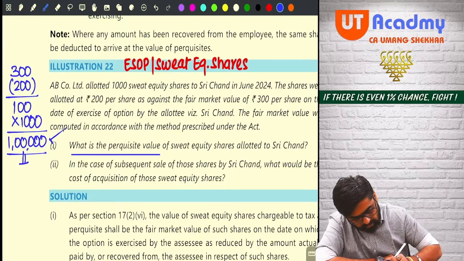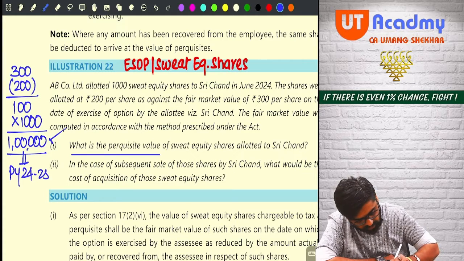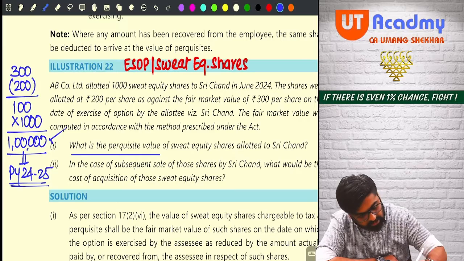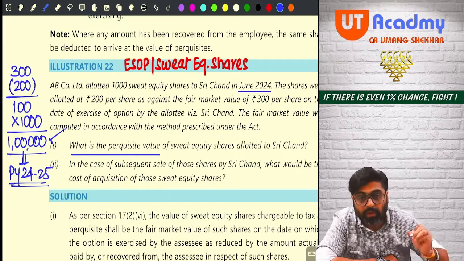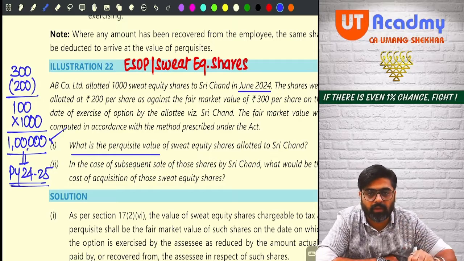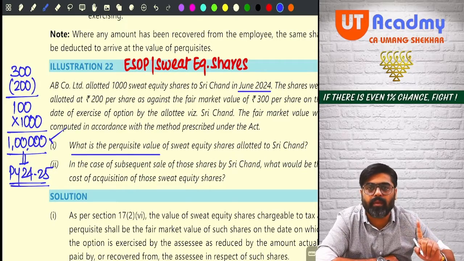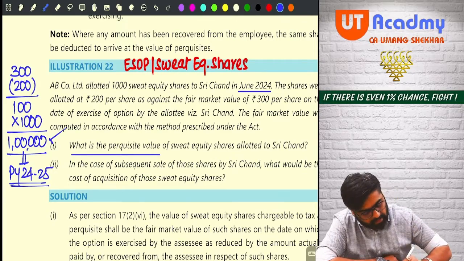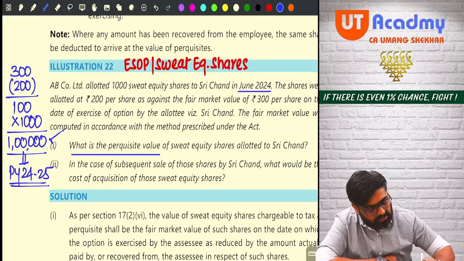This will be taxable in the previous year 24-25, because these shares are allotted to you in June 2024. That is previous year 24-25. So this 1 lakh will be taxable in previous year 24-25. Getting my point, everyone?